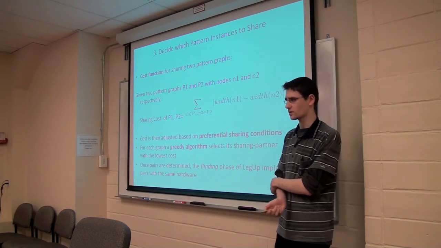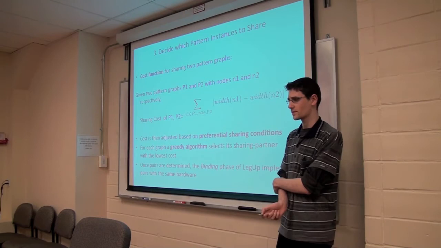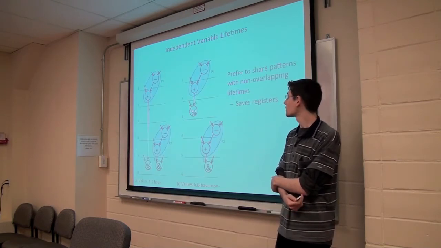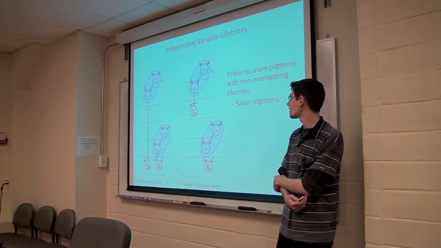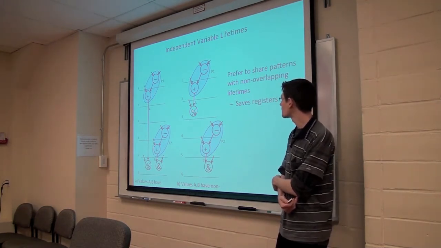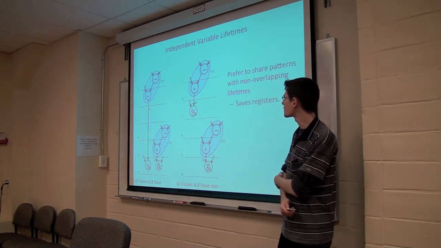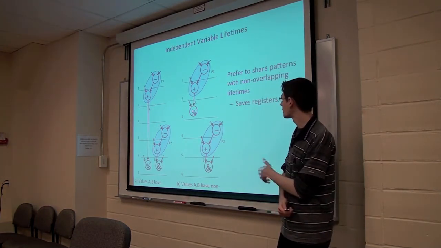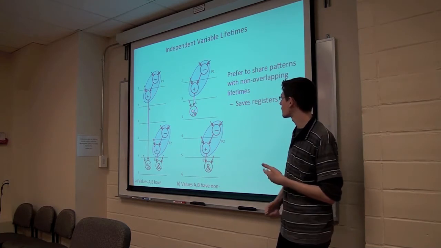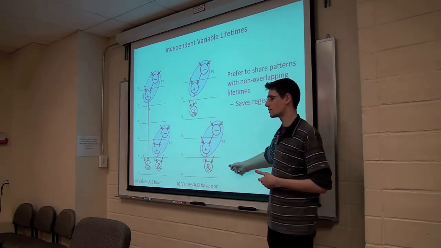So I mentioned that there are certain preferential sharing conditions which we use to adjust our cost function. In fact, there is one of these which I'll talk about now, which allows you to save registers. So let's say that we have these two graphs. What I've shown here, the horizontal lines represent registers and the numbers represent clock cycles. So LegUp creates a finite state machine, and so what I'm showing here is that for a certain graph, the specific clock cycles where its variables are live.